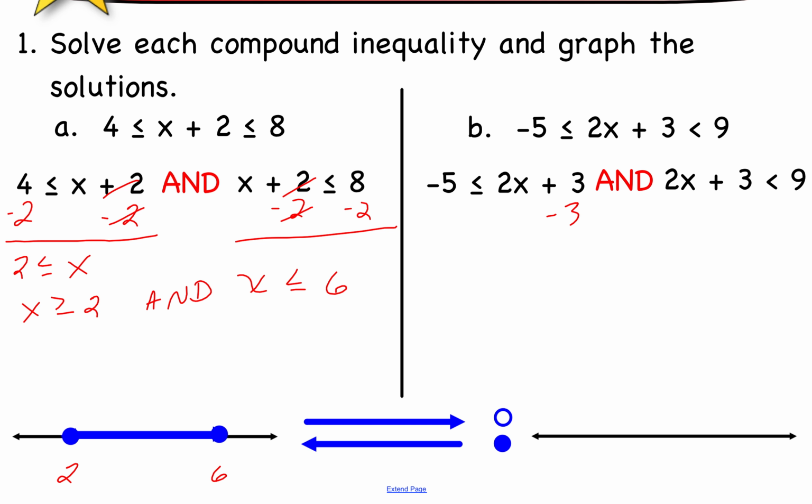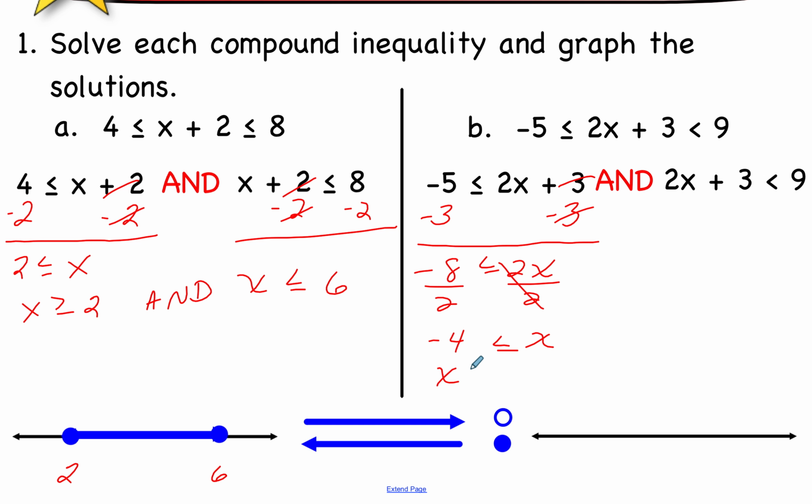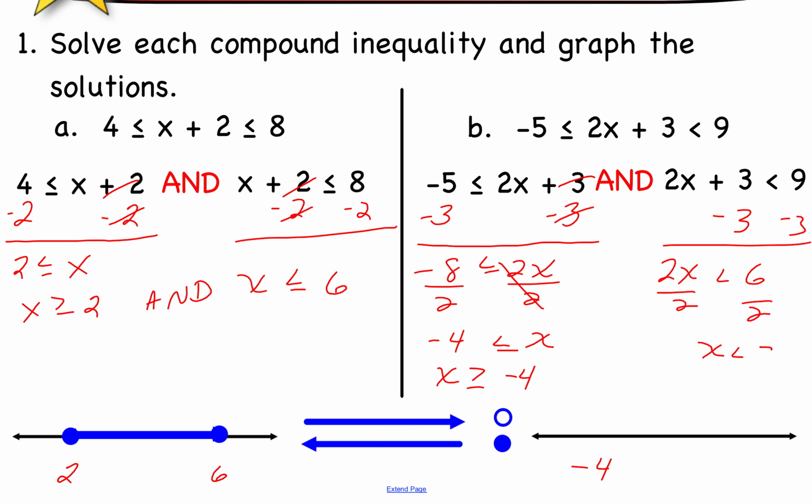So we're going to subtract 3 from both sides. And I end up with negative 8 is less than or equal to 2x. So now to get x alone, I need to divide by 2. And that leaves me with x is greater than or equal to negative 4. So let me rewrite that again. X is greater than or equal to negative 4. So I'm going to have negative 4 on my number line. And then on the right-hand side, subtracting 3, I end up with 2x is less than 6. Dividing by 2 gives me x is less than 3. So I'll put a positive 3 down there.